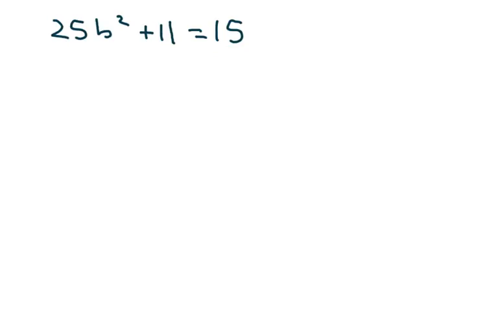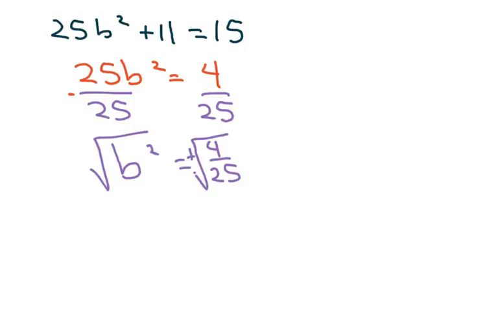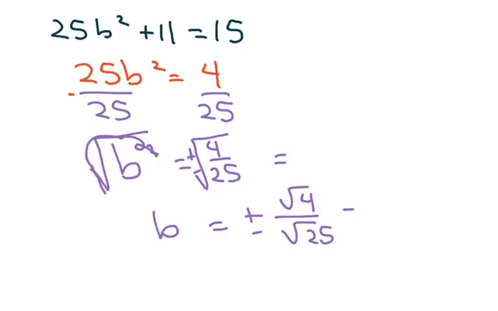Okay, here we're going to subtract 11 from both sides, and we get 4. Divide both sides by 25. So we get b squared equals 4 over 25. Then we're going to square root both sides, plus and minus. And don't forget, so this is b, because this cancels out. And you could write this as the square root of 4 over the square root of 25, which equals 2 over 5, plus or minus, two solutions. All right? And do we have any more?